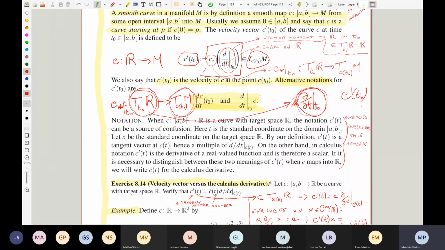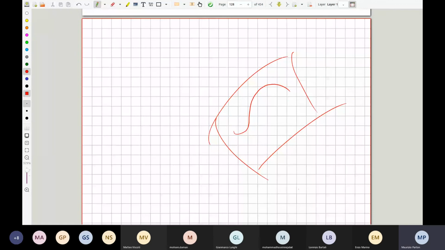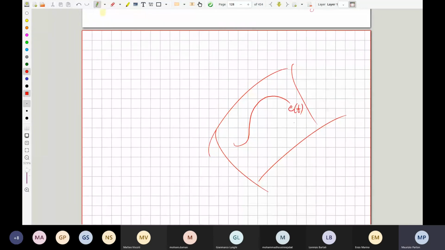Can you see what we are doing? This is the manifold. Sorry, I need to take the pen. One moment. Okay, this is the curve C of T, and you are choosing a point which is the image of T0, and C prime of T0 is just this tangent vector.